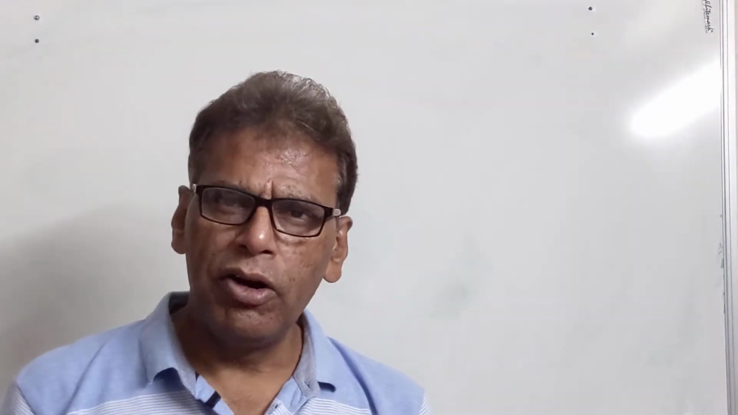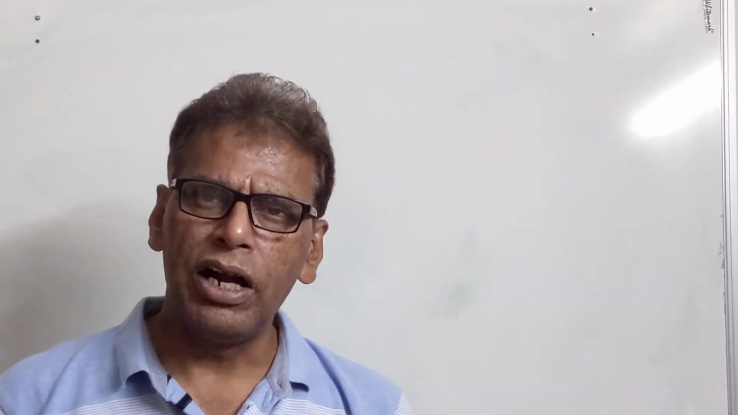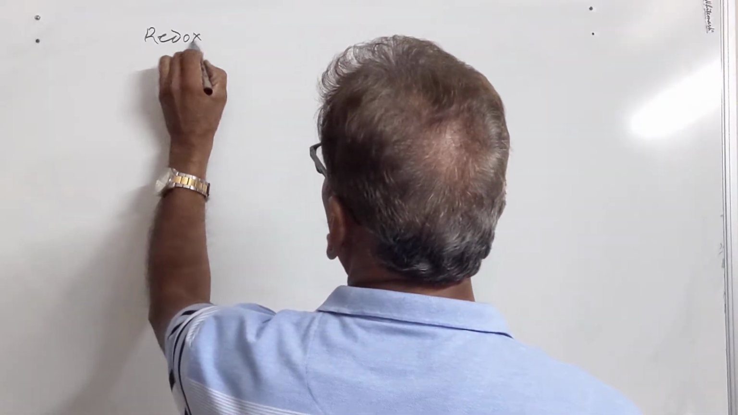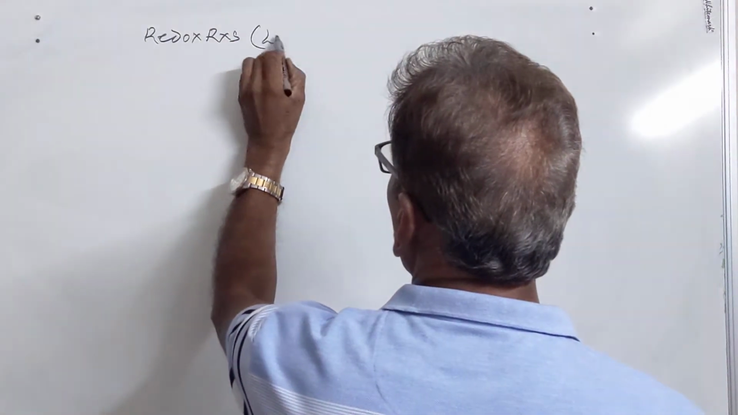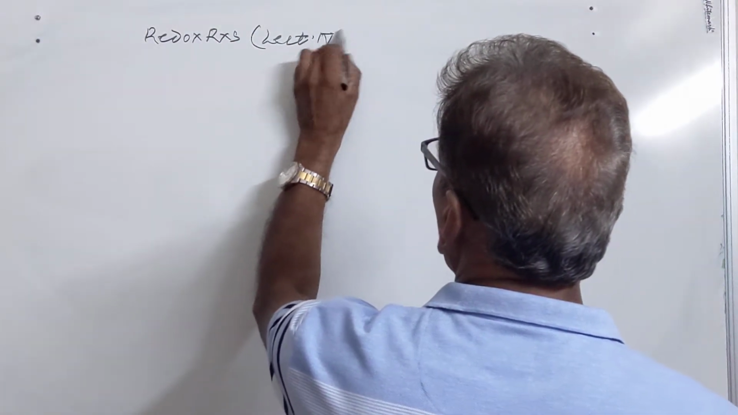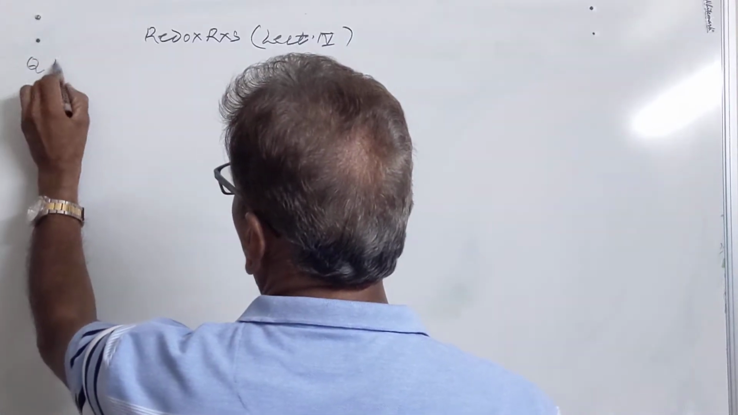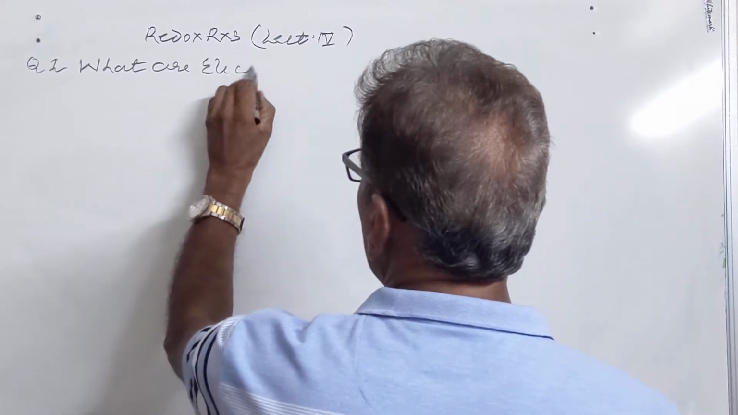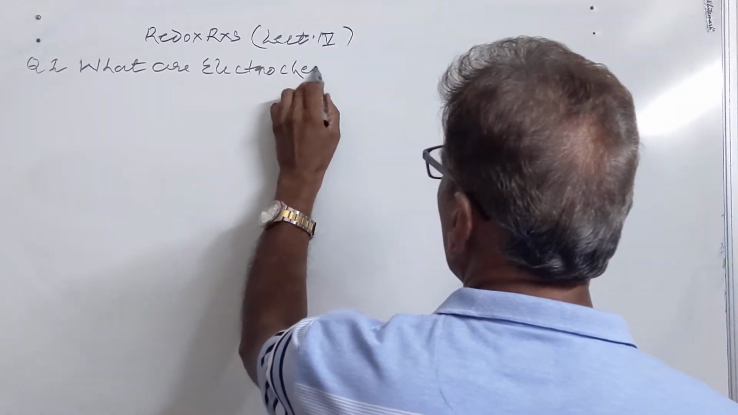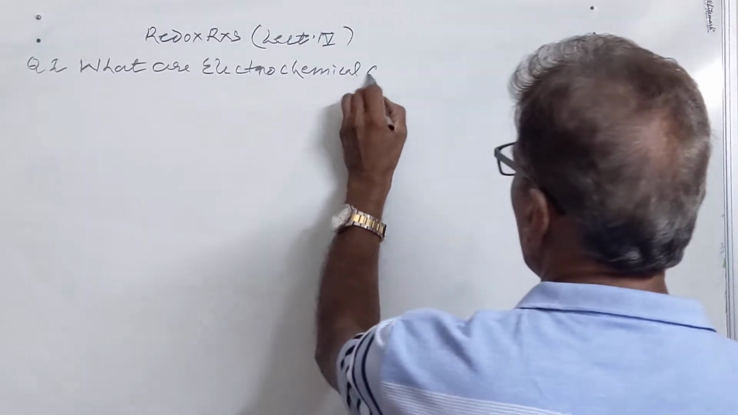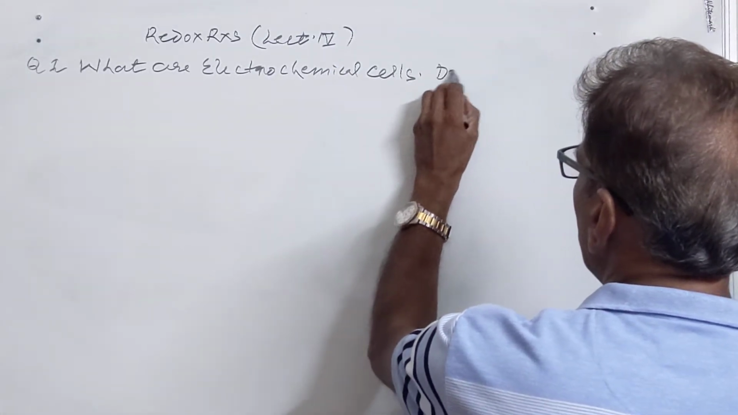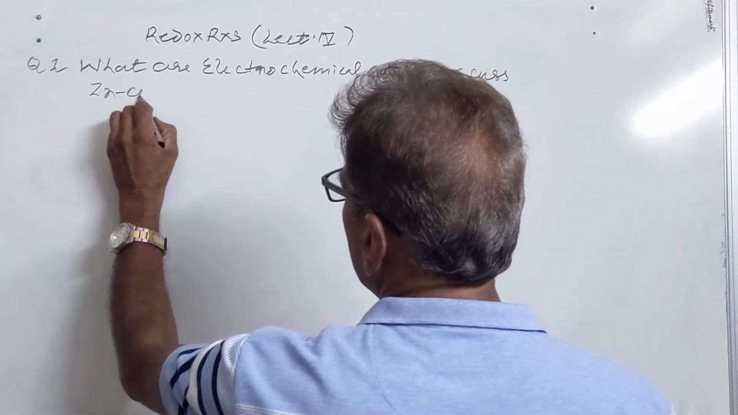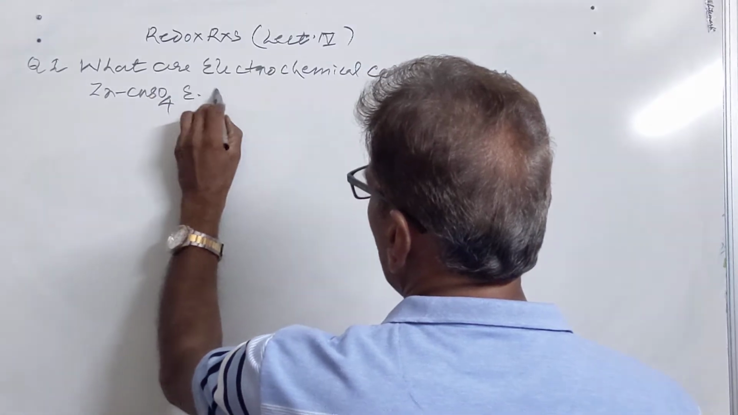So continuing with the redox reactions, let us now start with the electrochemical cells. Now the question is, what are electrochemical cells? Discuss the zinc copper sulfate electrochemical cell.